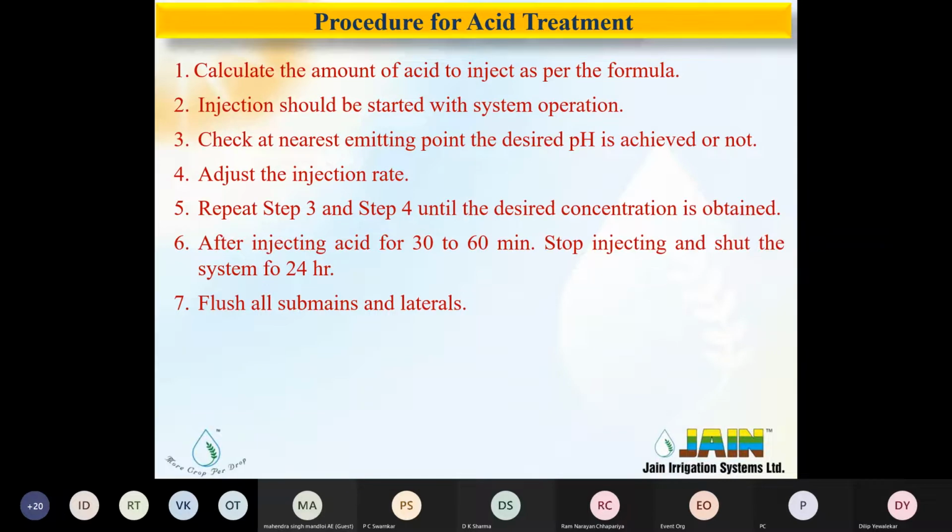Once you work out the dose of acid to be injected, after completion of irrigation, the acid treatment has to be performed. With the help of pH paper, check the pH value at the last emitting point and check whether the pH reaches 4. If it reaches 4 or 5, that is the signal that the acid treatment is done. Close the system for 24 hours, and the next day allow the water to drain out from the drip system.